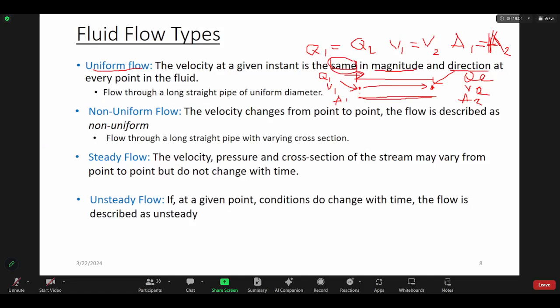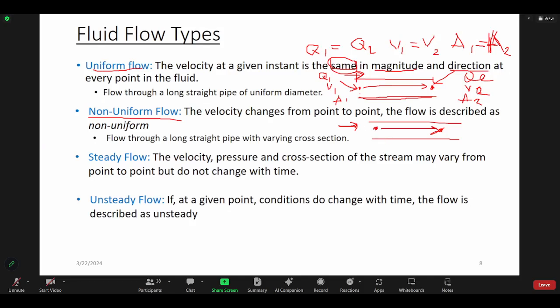So non-uniform flow means the velocity changes from point to point. The flow is described as non-uniform. It means I will draw a pipeline and consider fluid going through this pipe. Then I will take one particle, one molecule, and it will move from this location to that location.